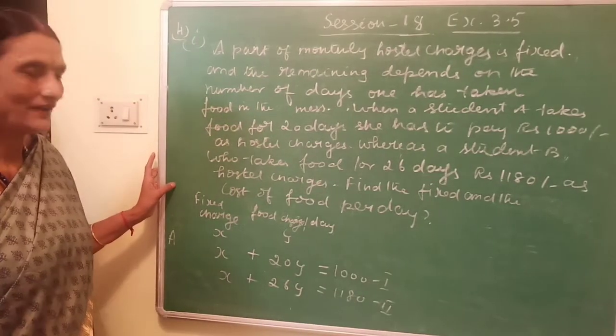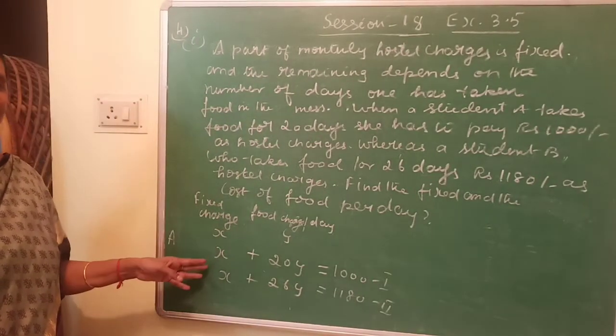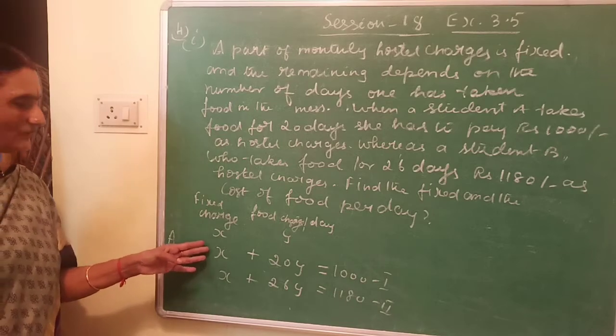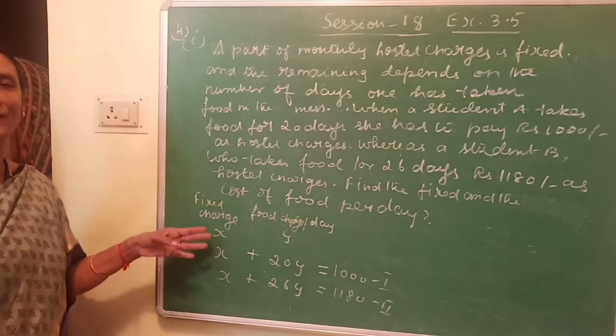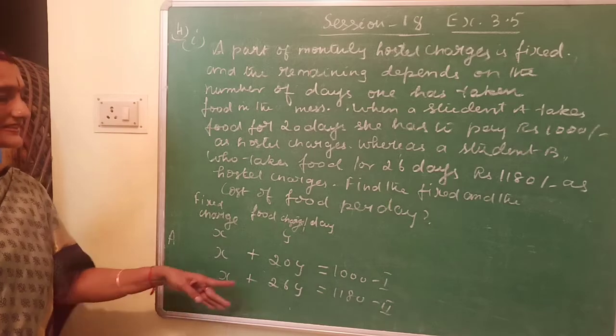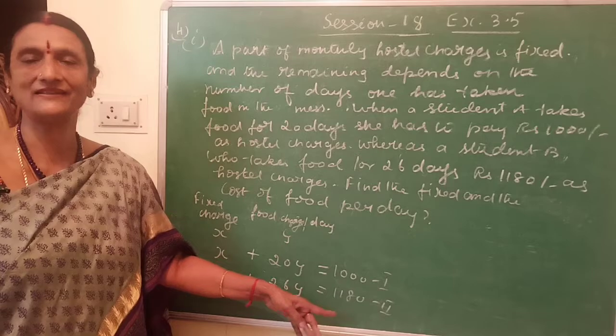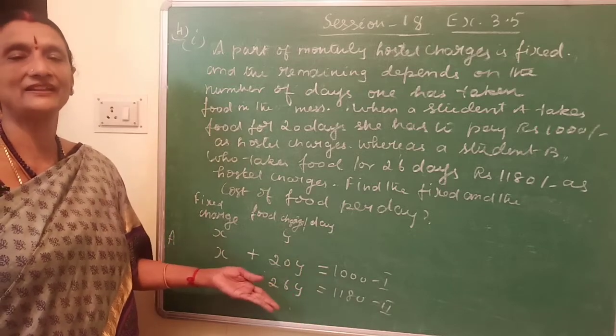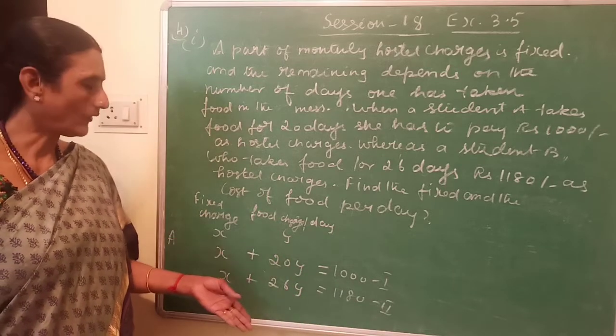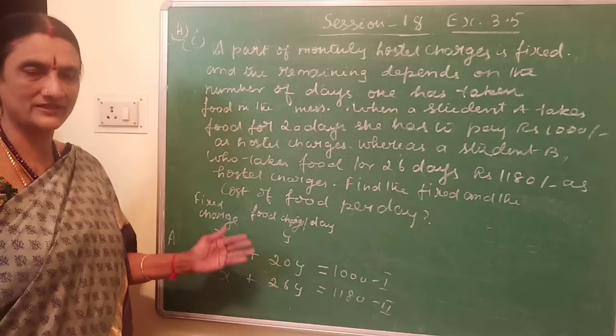Now here both the equations have x. So by elimination method, if you subtract equation 2 from 1, this x term will get cancelled and you will get minus 6y is equal to rupees 180. Therefore from which we can easily get the value of y. Okay, that is one option available.